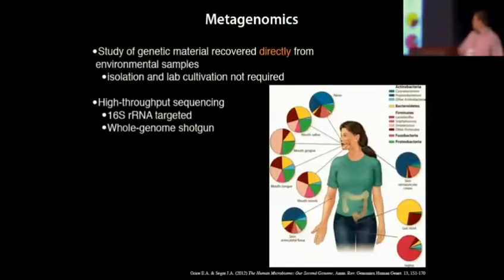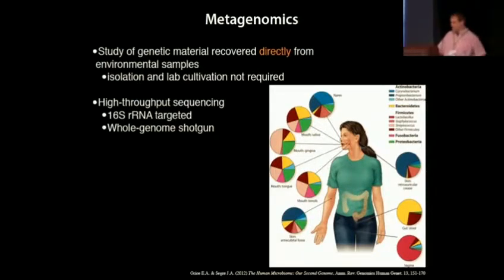So metagenomics is the study of genetic material recovered directly from environmental samples. This does not require any sort of isolation or lab cultivation. And this is very important because not all organisms can be cultured in a lab. If you require any sort of cultivation or culturing, you're going to lose a lot of information from your samples. There's generally two different types of metagenomics: a 16S RNA targeted approach, and a whole genome shotgun approach.